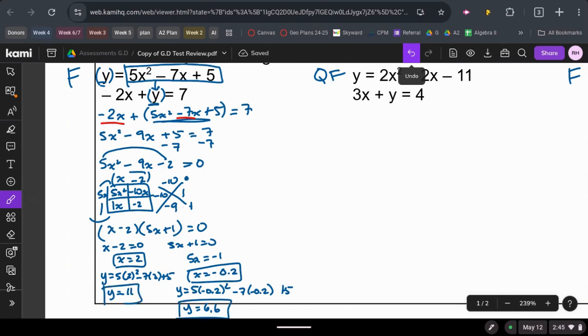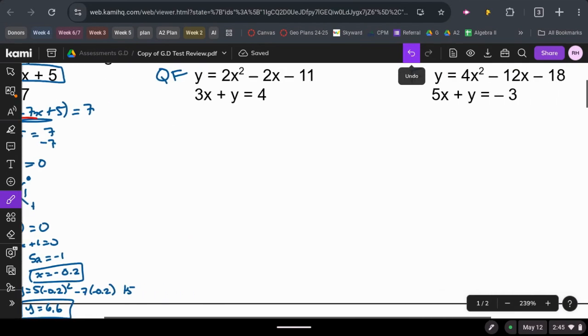So for the x value of 2, we get a y value of 11. For the other one, we get an x value of negative 0.2 and a y value of 6.6. You're going to have a lot more space on the test to find your two solutions, but these are the two answers that we're looking for.